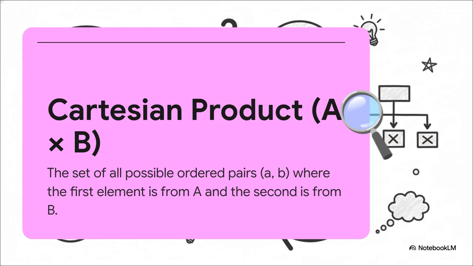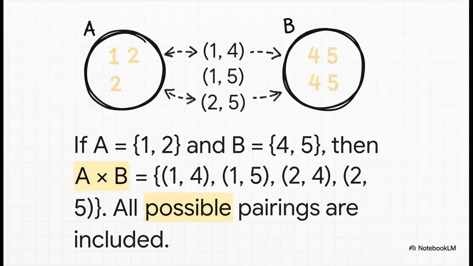Imagine you have a set of t-shirt sizes, small, medium, large, and a set of colors, red, blue, green. The Cartesian product would give you every single combination: small red, medium red, large red, small blue, and so on. It's the whole shebang. You can see exactly how it works here.